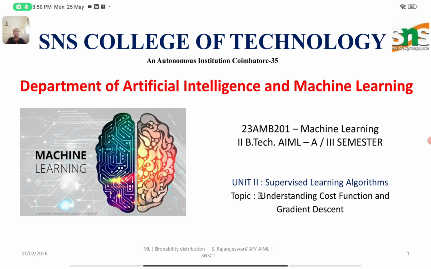So today we are going to see what a supervised learning algorithm is. Under that, we are going to see what cost function and gradient descent are.